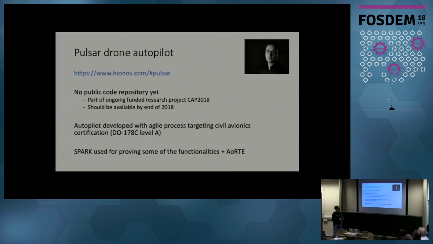Pulsar, still from Sogilis, still the same people here. It's a drone autopilot. There's not yet a public code repository, but there will be by the end of the year. It's still ongoing. Right now what they have achieved in the autopilot is manual and stabilized flights, and soon they will have low-altitude flight and then a really full autopilot.